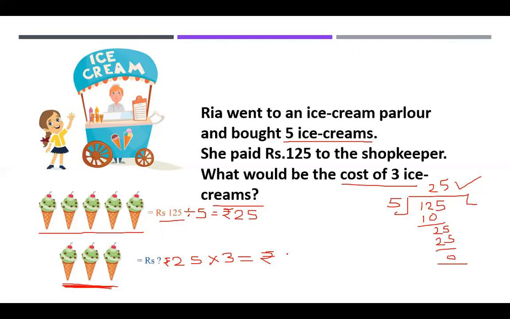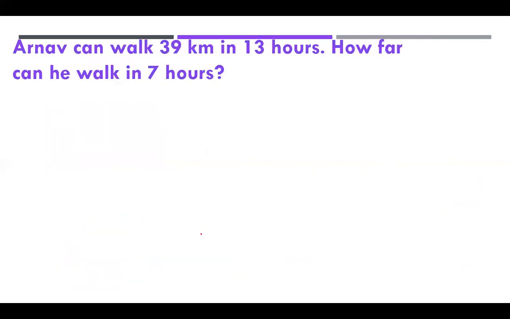This would be 3 fives are 15, and 3 twos are 6 and 1 is 7, and you will get the price of 3 ice creams is rupees 75, right? Like this, you have divided and you have multiplied. For many to one things, we always divide, and for one to many we multiply. Let's have a look at the next question.